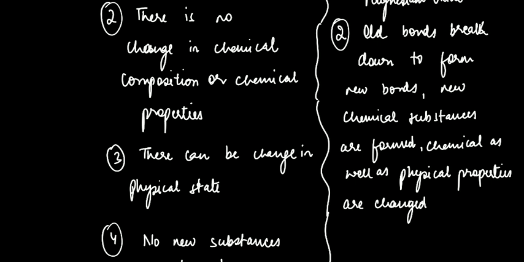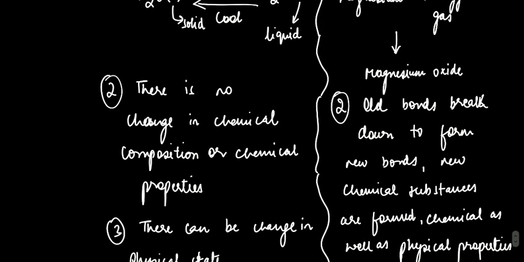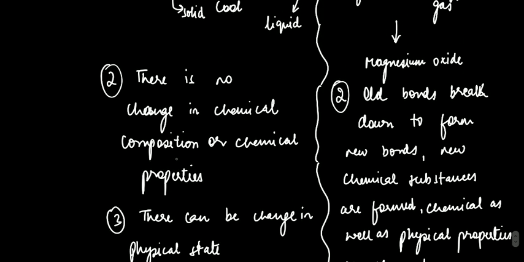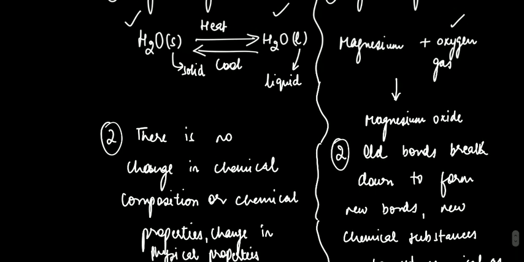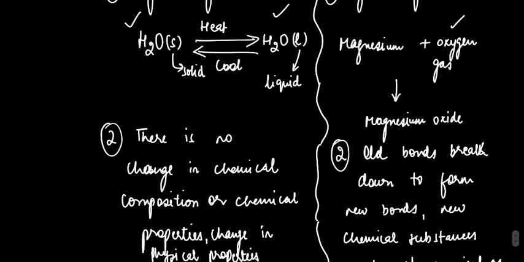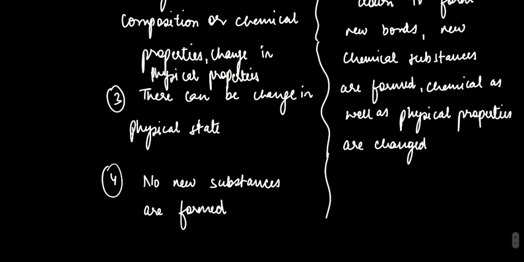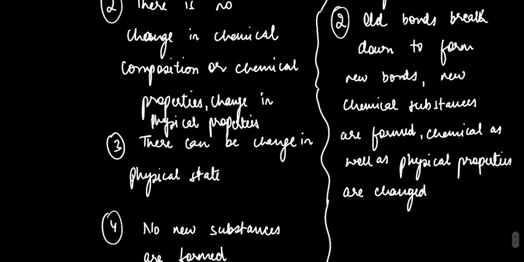changed. So over here in the second point of physical change I wrote, there is no change in chemical composition or chemical properties, but there is definitely change in physical properties. So we can add this: change in physical properties is definitely there. See, initially in this example, water was in the form of ice, it was in the solid state. Then we converted it into liquid by heating, which was reversible, no doubt. So, we added all these points.